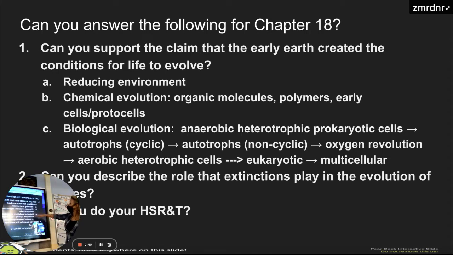And then I mentioned the flow of things like the reducing environment, the chemical evolution that needed to occur, and then the biological evolution that needed to occur. I listed that off. And then I said, can you describe the role that extinctions play in the evolution of viruses? And then did you do your highly suggested reading and thinking? Just look it over. I believe this is the one that has the tree of life in it. Okay, so it's easy peasy.